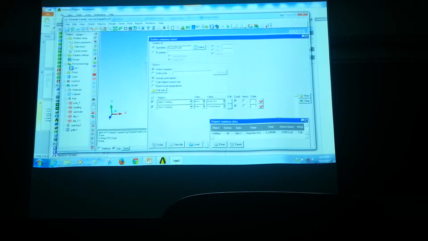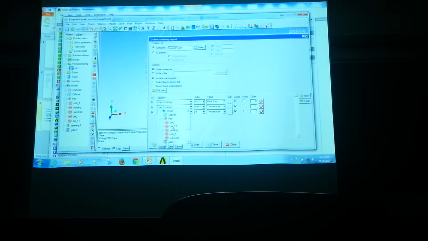Max X. And then we add... so these are the five sides. We can do the whole thing now. Yes, max Z.